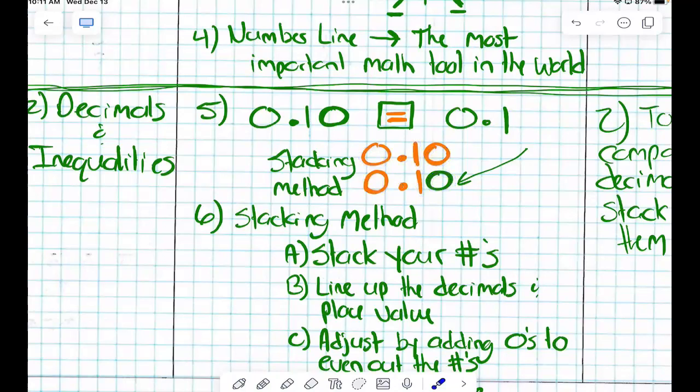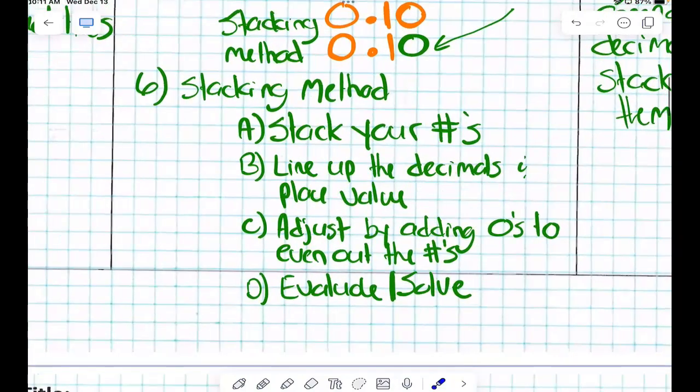Yes. Okay, so the stacking method has 4 steps. I'm going to read the step and you're going to repeat the step. Are you ready? Okay, stacking method. Step 1, stack your numbers. Everyone should repeat though, okay? Step 2, line up the decimals and place value. Step 3, adjust your numbers by adding zeros to even out the numbers. You adjust by adding zeros to even them out. And the last step is to evaluate. Which also means what? Solve.